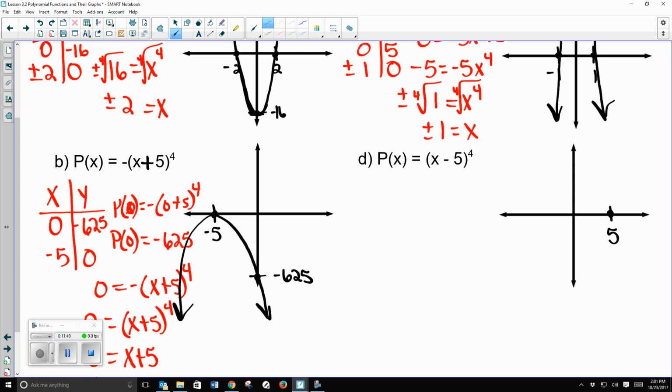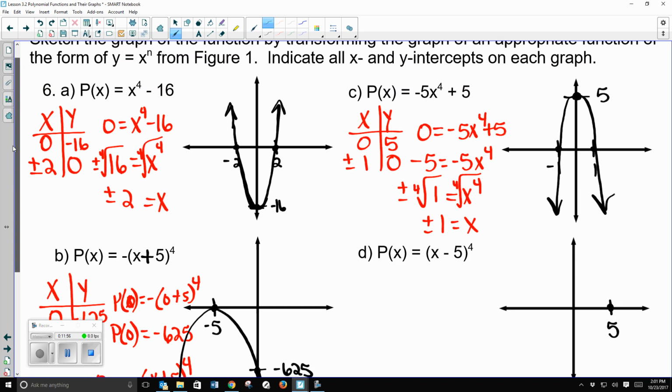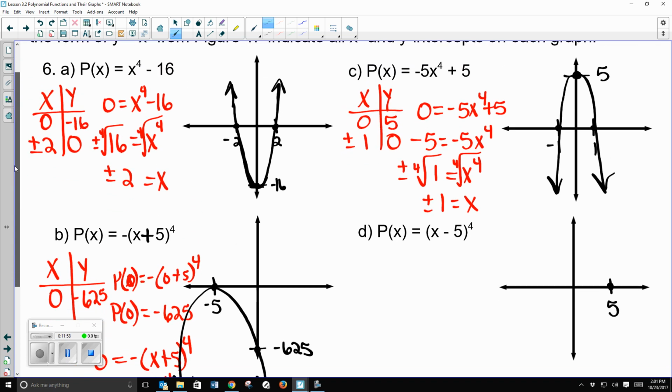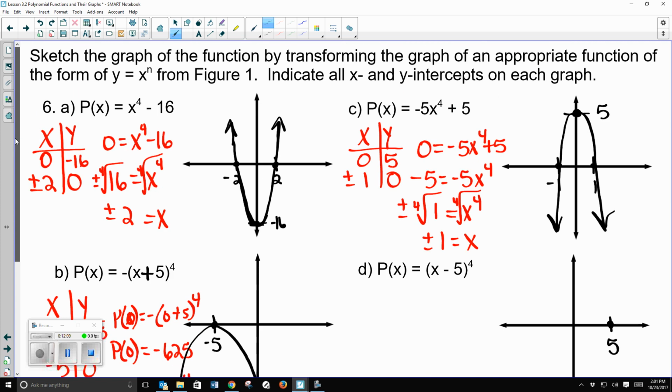So just go ahead and do that. We could find our intercepts first, but I like to kind of get an idea of what that should be looking like. Wait a minute. That should be turned down, that should be turned down, that should be turned up. Always check and make sure it's turned the right way.